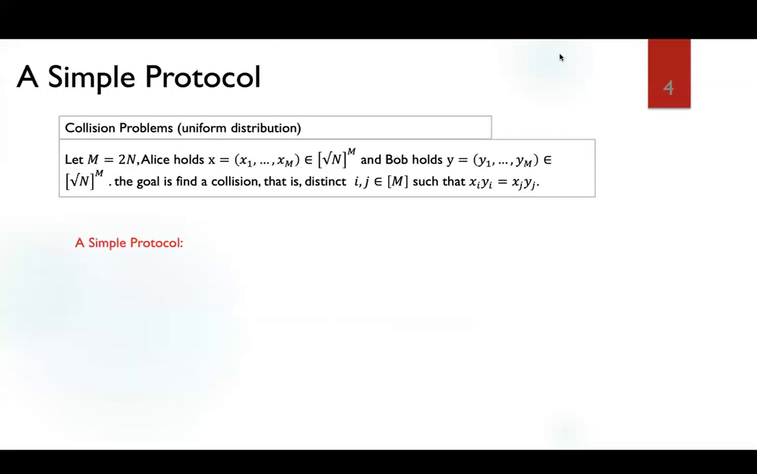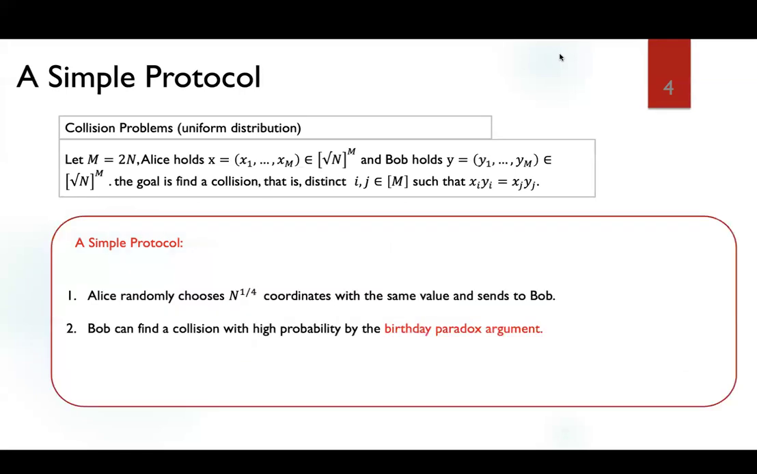If we consider the uniform input distribution for collision problems, there is a simple protocol for Alice and Bob based on the birthday paradox argument. That is, Alice randomly chooses n to the 1/4 power coordinates with the same value and sends them to Bob. Bob can find the collision with high probability by the birthday paradox argument.